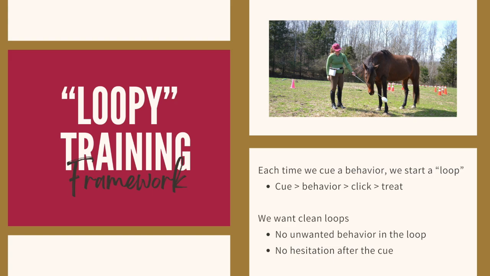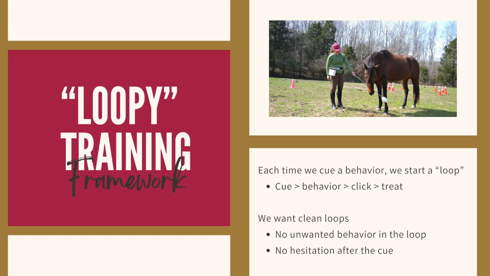So if I'm asking my horse to put his nose in the halter, but he's also lifting his head up first and then putting it in the halter, and I don't change that loop, I keep that as my loop, and then I start to add the next step to it, I'm going to still have that behavior of lifting the head up first, and really what I want is maybe for him to put his head down.